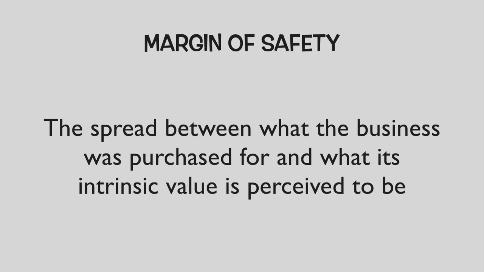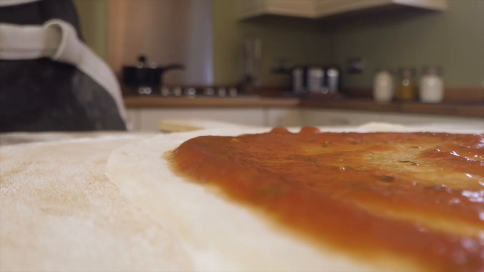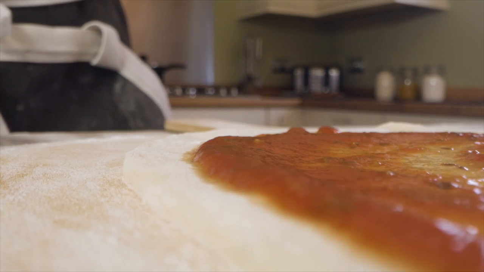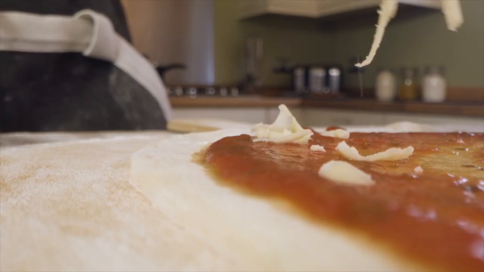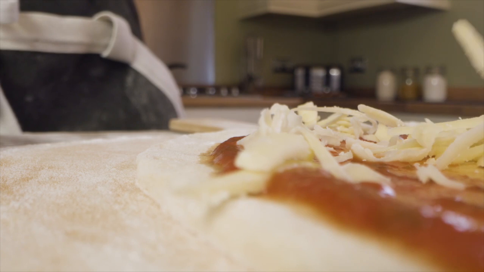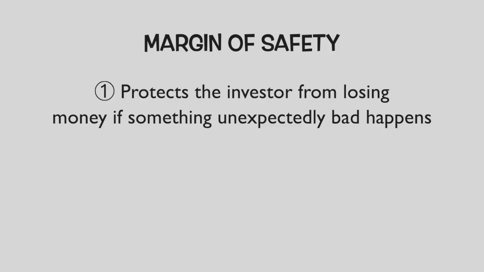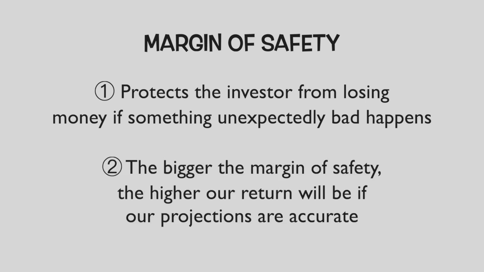This helps protect us if our projections of the cash flow turn out to be too high. Maybe another restaurant opens up directly next door and takes away some of our customers. Or maybe the cost to make each pizza increases significantly, so as a result, we make less profit on each pizza. The margin of safety protects us from losing money if something unexpectedly bad happens. Additionally, the bigger the margin of safety or discount to intrinsic value we buy the business at, the higher our return will be if our projections turn out to be accurate.